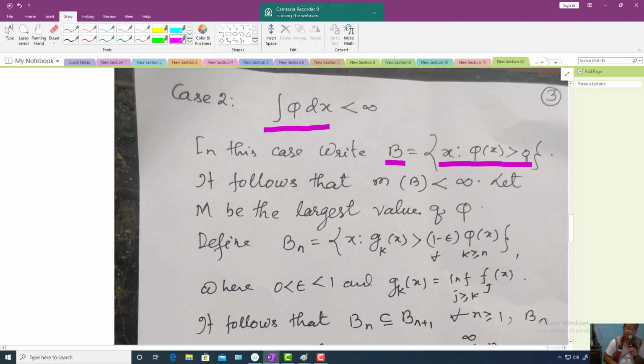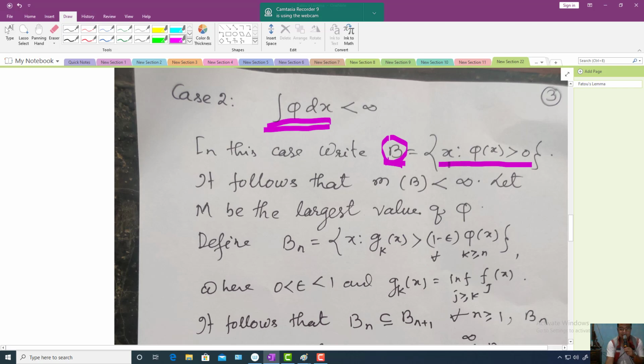Phi x is strictly greater than 0. Okay, so it follows that since this is not infinity, it is finite, so then the measure of B must be finite. Okay, the measure of B must be finite, because I already explained, this is the sum of i running from 1 to n of a_i times the measure of B_i in this case.